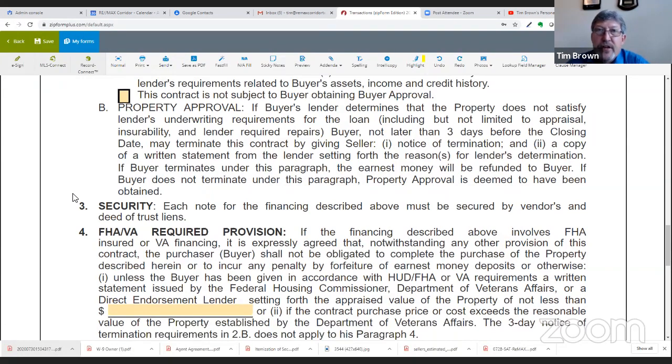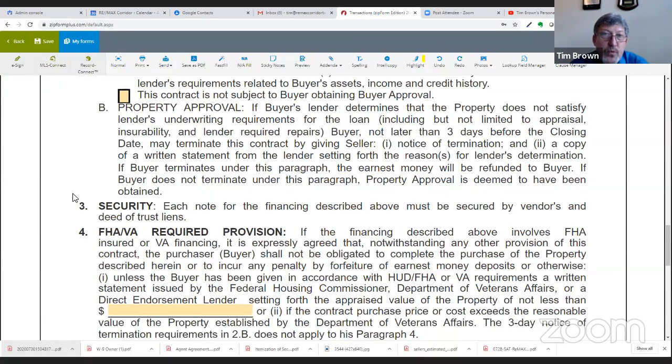Here's the other critical protection for your buyer, and that's property approval. If the buyer's lender determines that the property does not satisfy lender's underwriting requirements for the loan, here's what's important, including but not limited to appraisal, insurability, and lender required repairs. Once again, the appraisal must meet value, all right? And if not, there's other negotiations that can go on, but at the end of the day, if you can't negotiate with the seller, the buyer has the right to terminate the contract if it doesn't meet the appraisal and get their earnest money back.